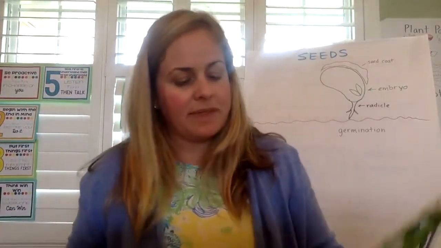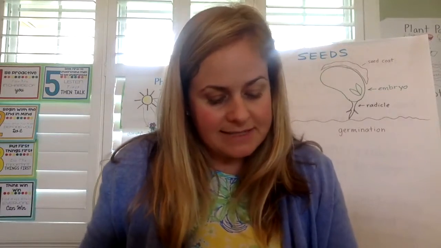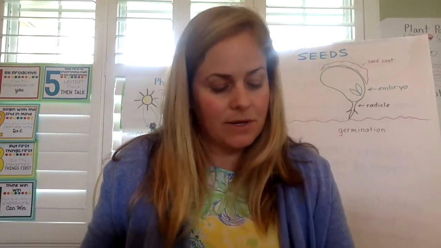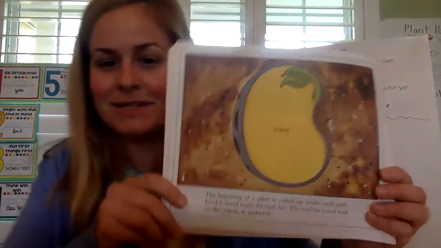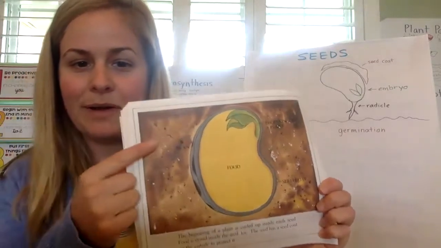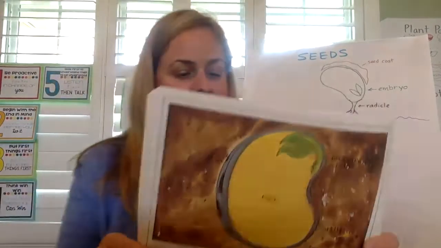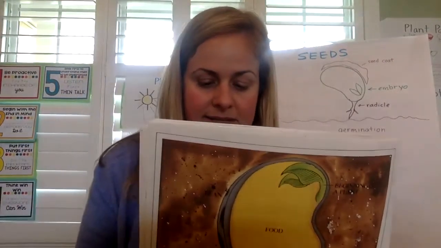The beginning of a plant is curled up inside each seed. Food is stored inside the seed too. The seed has a seed coat on the outside to protect it. And we talked about this in our experiment behind me, with the embryo inside that we found and the two little leaves. A seed will not sprout until certain things happen.